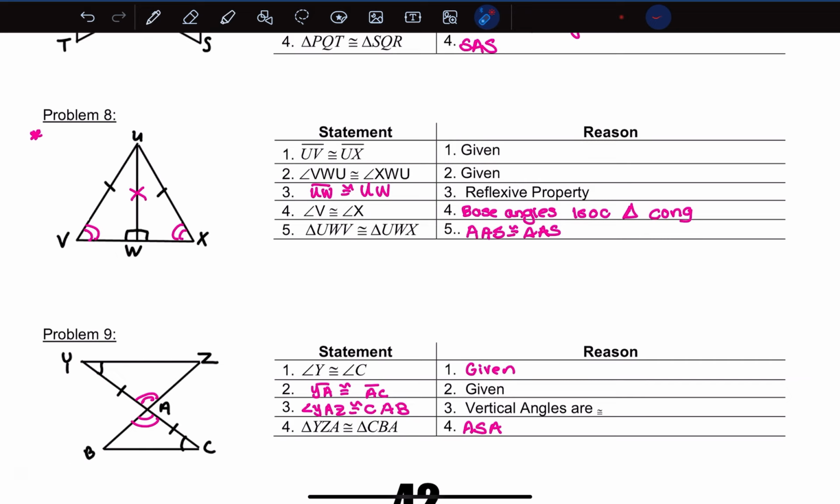So this one requires a little bit of knowledge about isosceles triangles. We have not specifically gone over it because it is not a common theorem that we use a lot. But if you know about isosceles triangles, this proof should not be that difficult. And also, since they wrote it out for you, you should be able to figure it out based off of your knowledge. So they give us that UV is congruent to UX. So that right there tells you that this is an isosceles triangle. They also tell us that VWU is congruent to XWU. So we have a pair of congruent angles here.